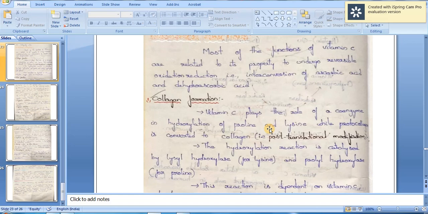The hydroxylation reaction is catalyzed by lysine hydroxylase for lysine and proline hydroxylase for proline. This reaction is dependent on vitamin C, molecular oxygen and ketoglutarate. Hydroxyproline and hydroxylysine are essential for collagen cross-linkage and the strength of the fiber. In this way, vitamin C is necessary for maintenance of normal connective tissue and the wound healing process. Next, coming to the point, bone formation.